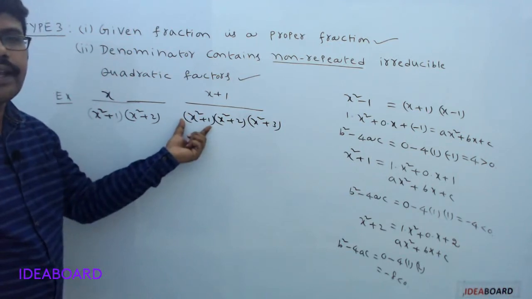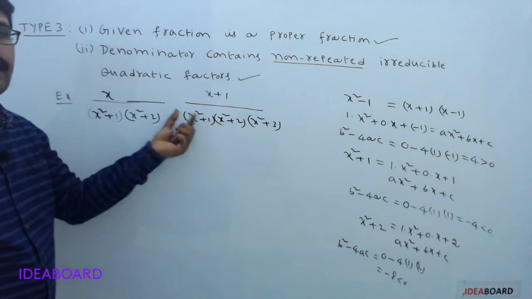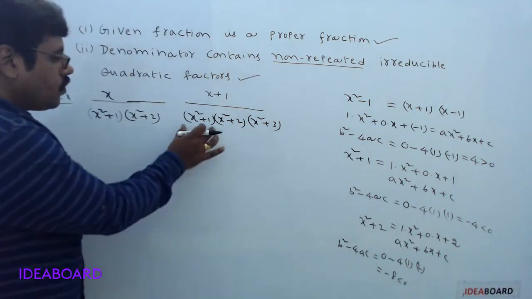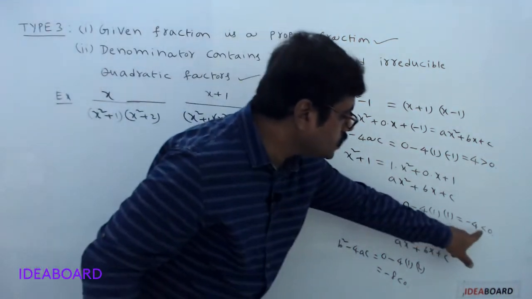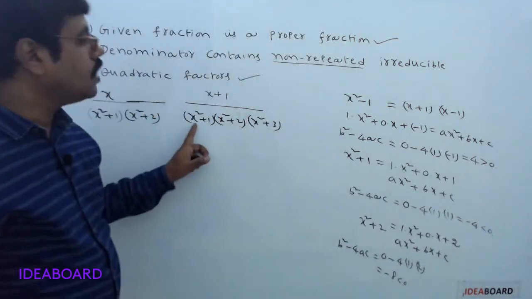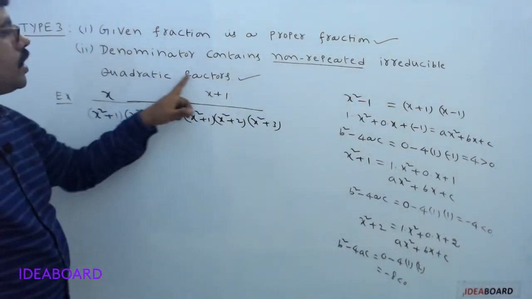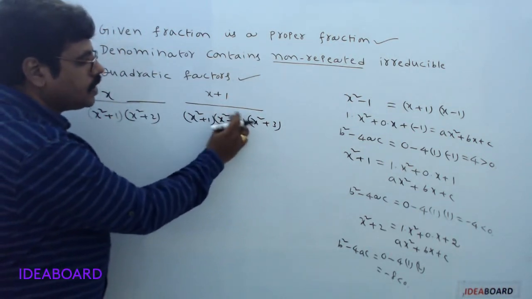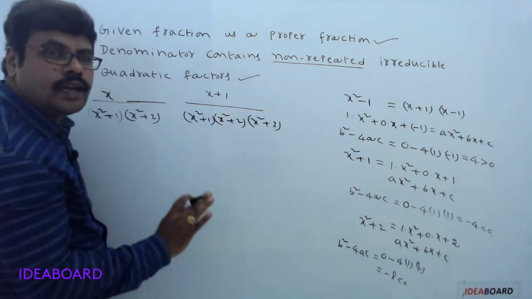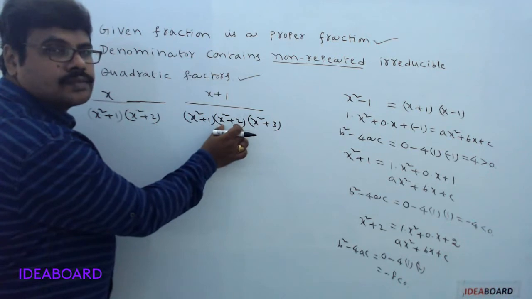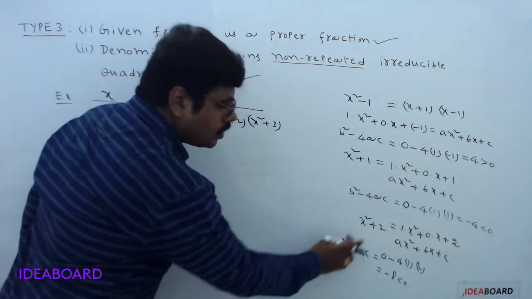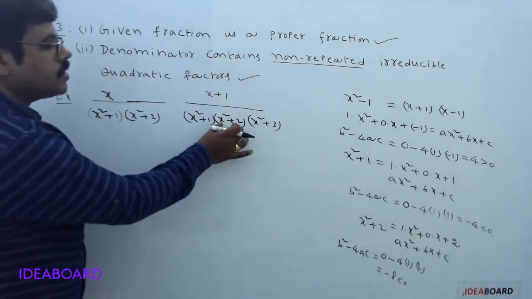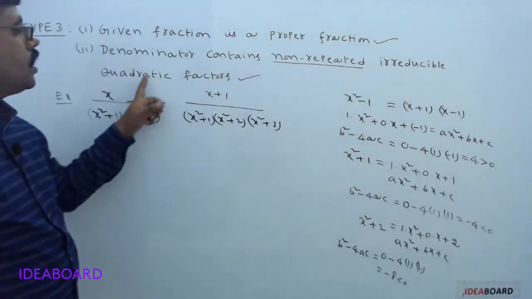Then observe the first factor in the denominator, x square plus 1. Basically it is a second degree expression. So calculate its discriminant value, that is b square minus 4ac. The discriminant value is negative, so it is called an irreducible quadratic factor. Now come to x square plus 2. This is also a second degree expression. What is its discriminant? Negative. So it is called an irreducible quadratic factor.